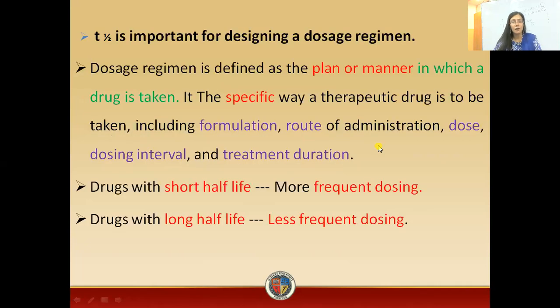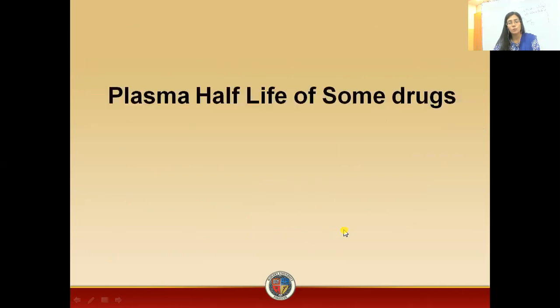Now, plasma half-life is also important in designing the dosage regimen. What is the dosage regimen? It is the plan or the manner in which the drug is taken. It specifies the way a therapeutic drug is to be taken. It indicates to us the formulation of the drug and the route of administration of the drug. It tells us about the dose, dosing interval, and the treatment duration. Now, if your drug has a shorter half-life, it requires more frequent dosing. If your drug has a longer half-life, it requires less frequent dosing.